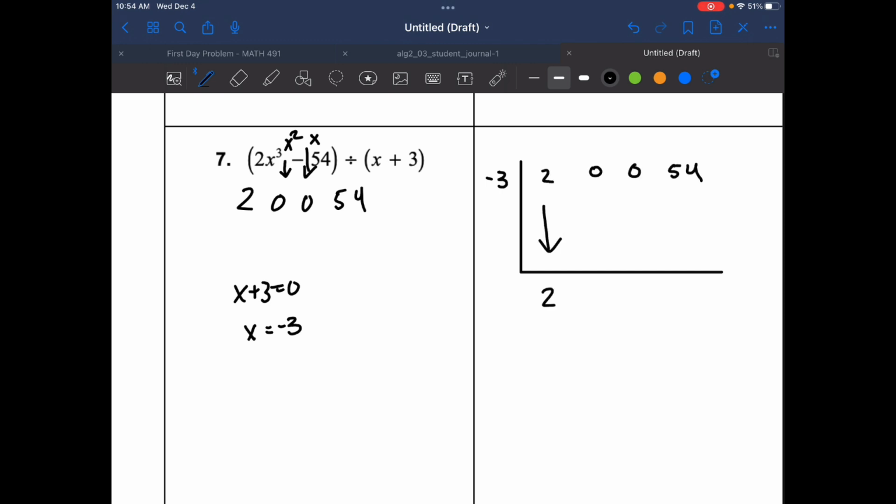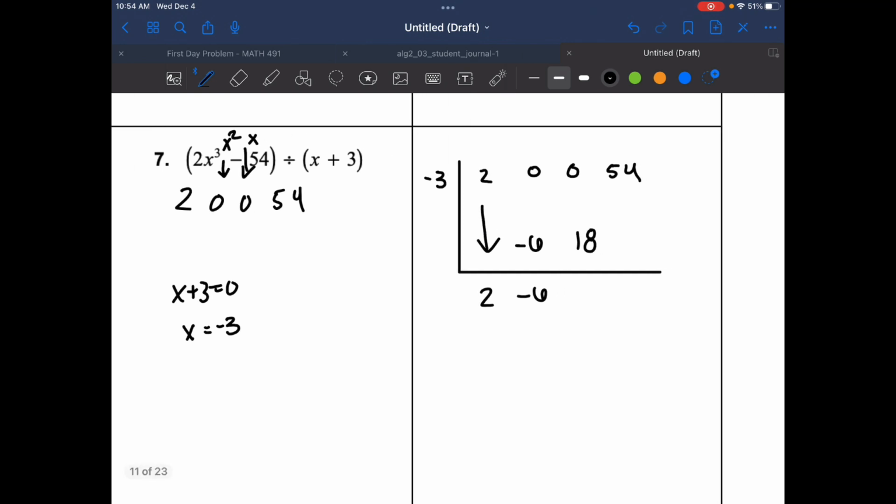Drop your 2. Negative 3 times 2 is negative 6. Negative 3 times negative 6 is positive 18. 18. And then we should get negative 54. And you'll notice that this is not going to be 0 this time. This is going to be negative 108.